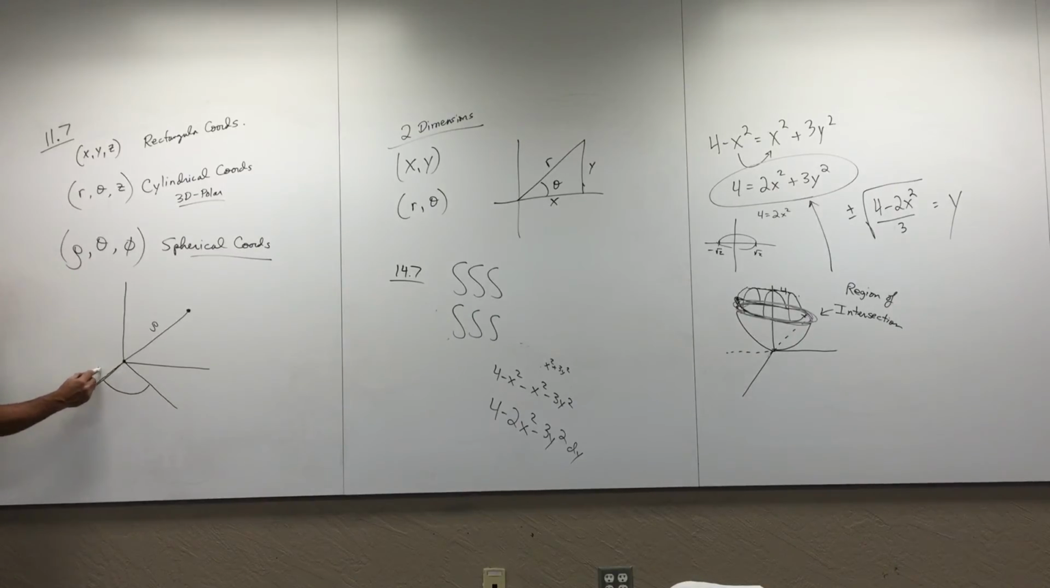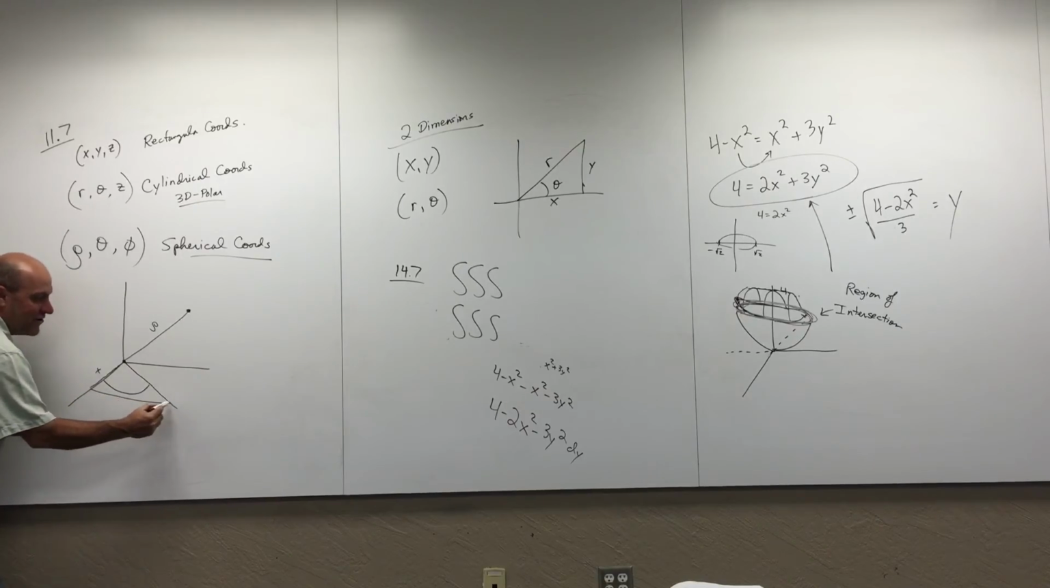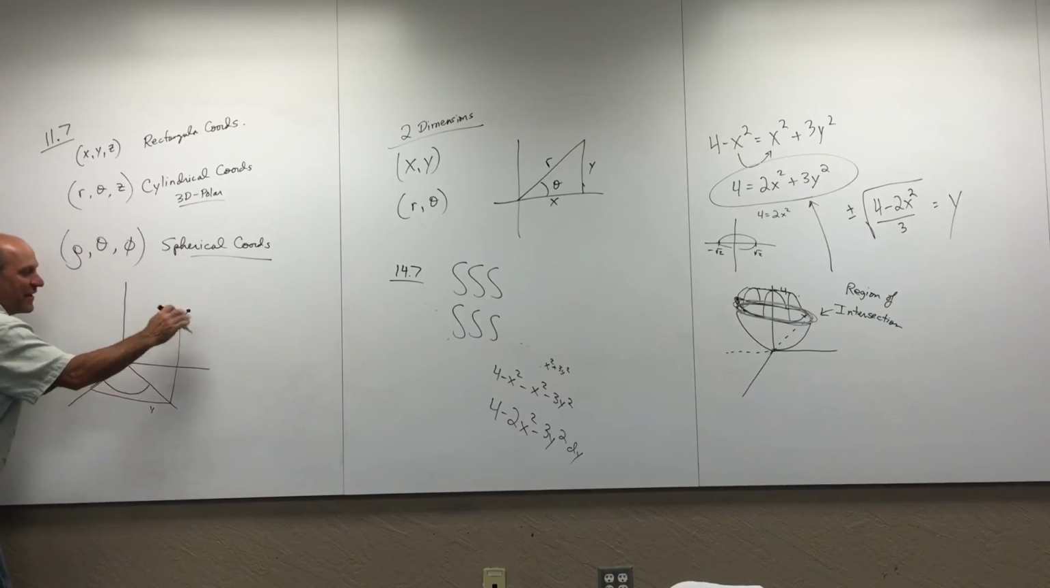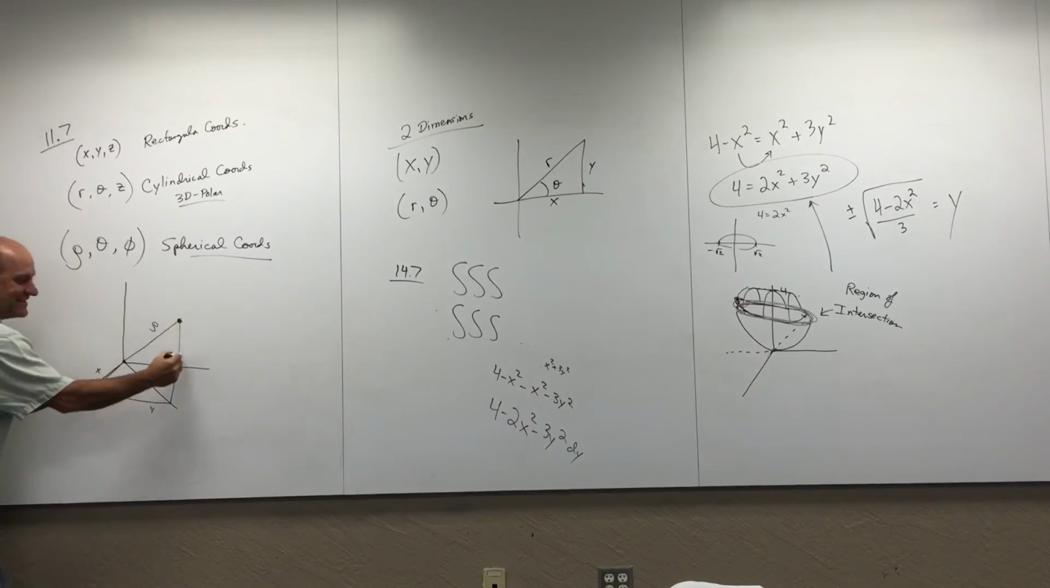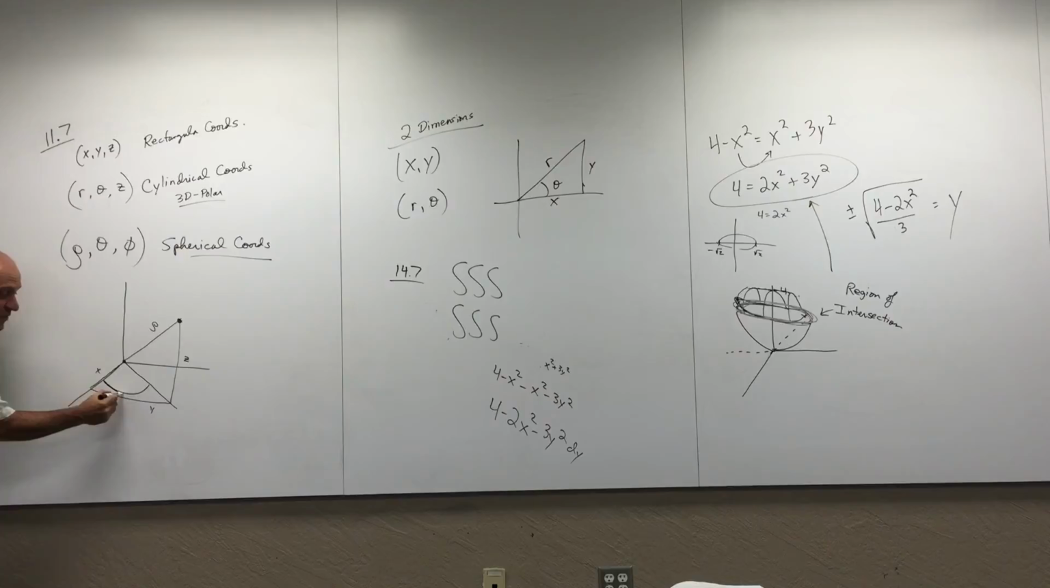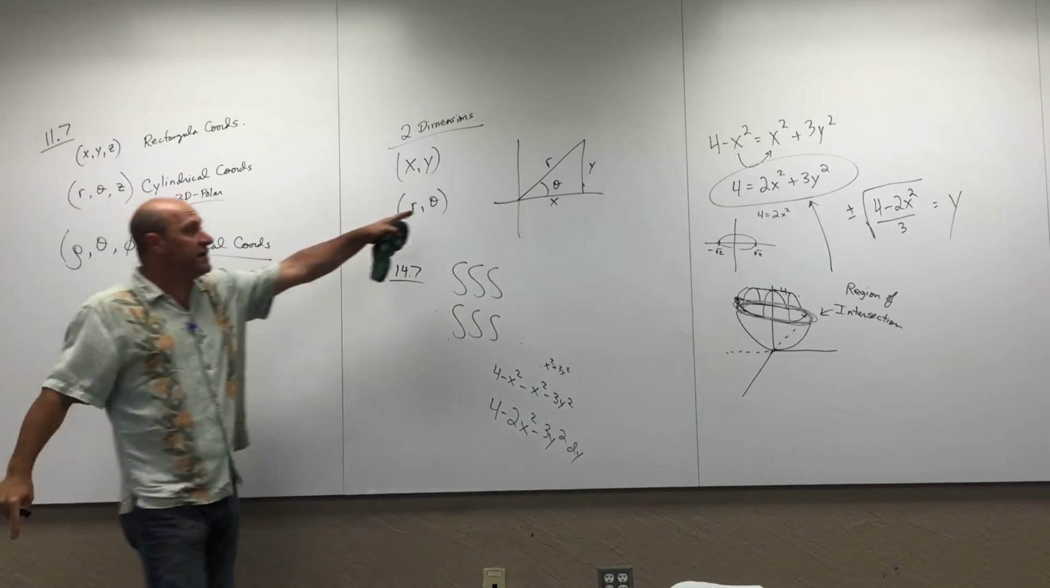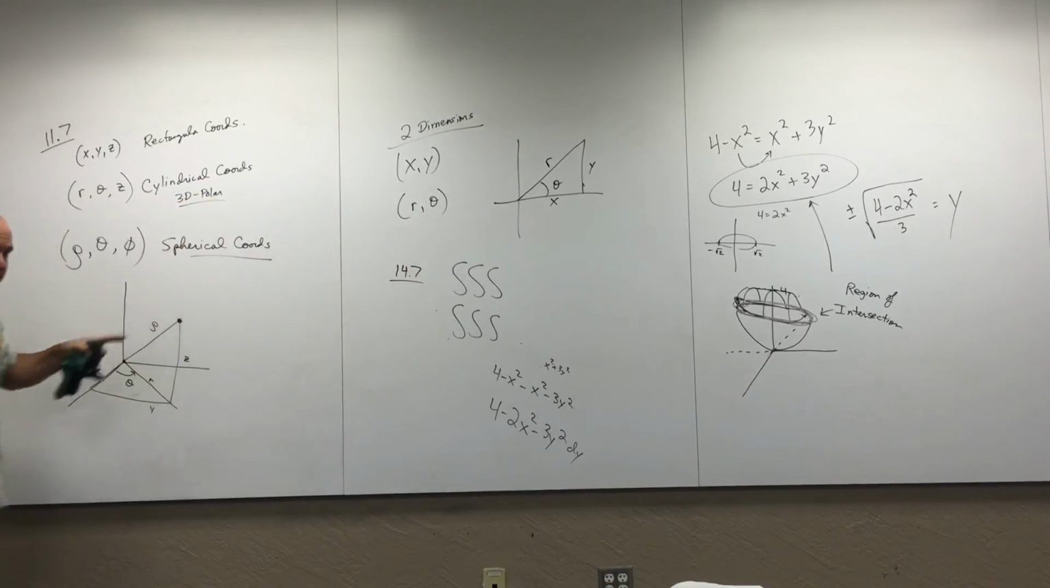You can go over here x, you can go over here y, and you can go up z, and you can get to this point. Right? X, y, z. But you can also rotate theta. Watch this. You can rotate theta, walk out r, and go up z. That's this, r, theta, and z. There's your r. That's your good old r in the xy plane. That picture right there in the xy plane is this picture in the xy plane.